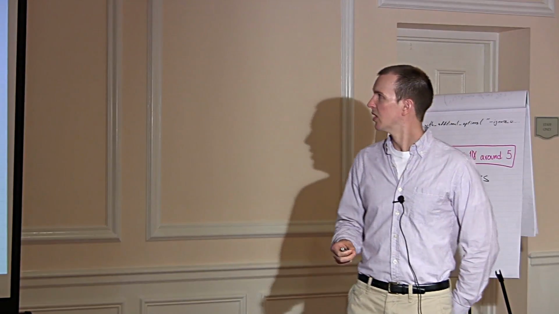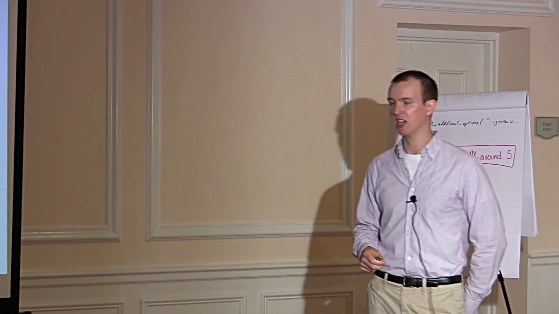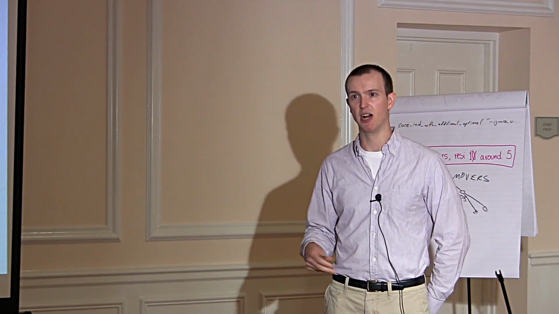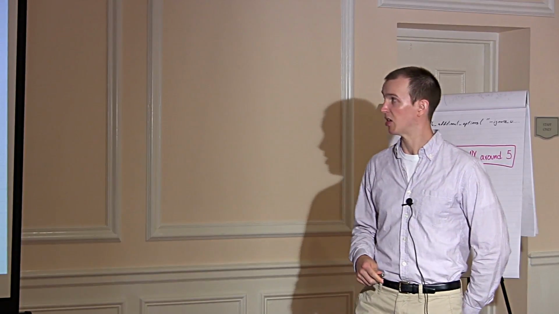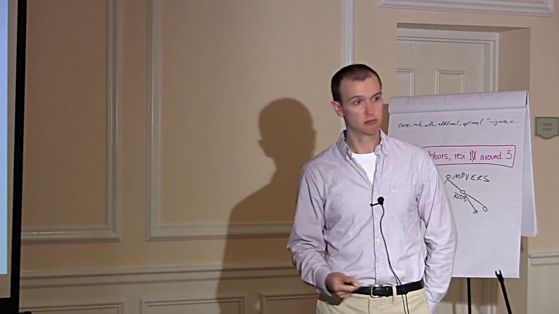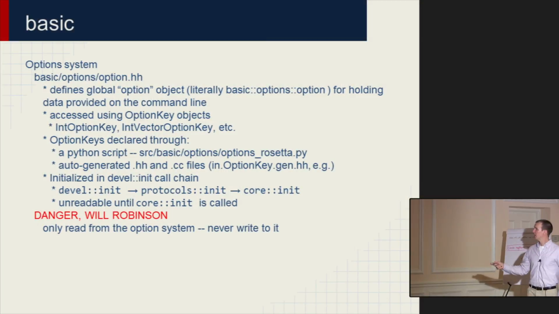Jason on Friday will talk about our coding conventions, and one of them is that you really should not ever have global data, and you should try to minimize your interaction with global data to the greatest extent possible. And here's the best place to go to get some global data. This option object, literally its name is option, holds all the data that's provided to the execution from the command line.